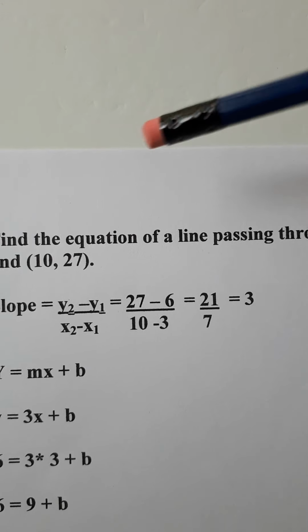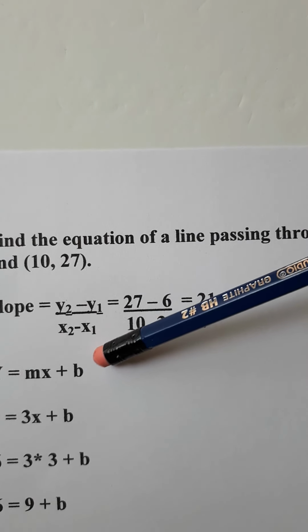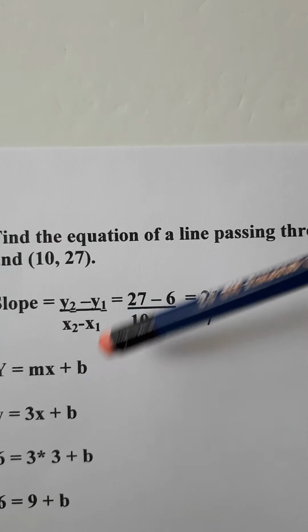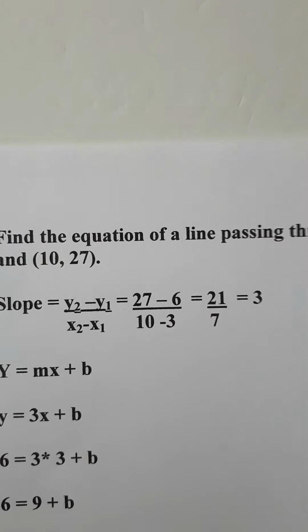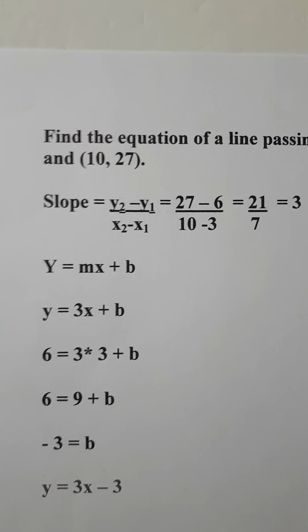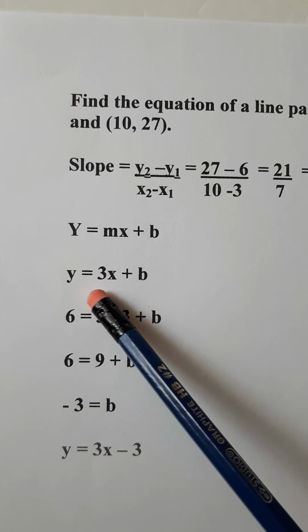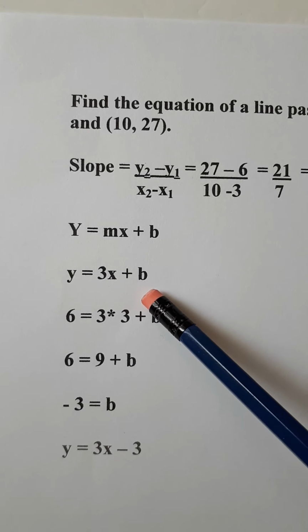That means y2 minus y1 on top, x2 minus x1 on the bottom. In the bottom you cannot say x1 minus x2. So when you simplify, you can see the slope is 3. Therefore m becomes 3. But we still don't know the b value.